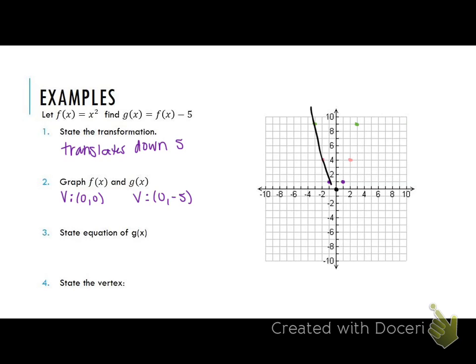And this is the graph of f of x. Okay. Now we need to translate all of our points down 5. So I'm going to take all of my points and take them down 5.